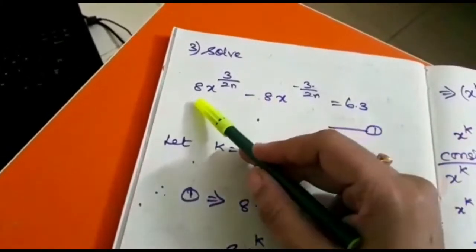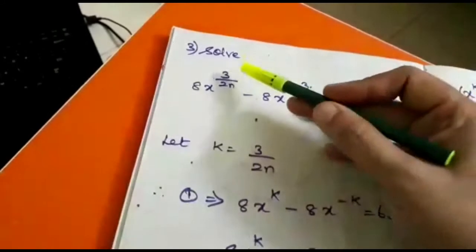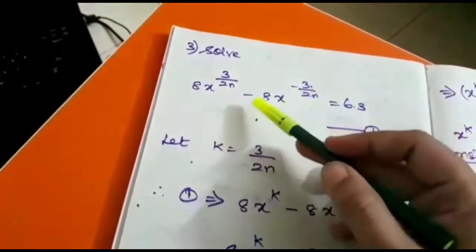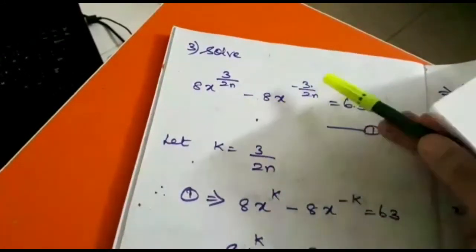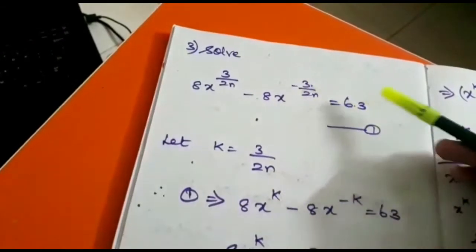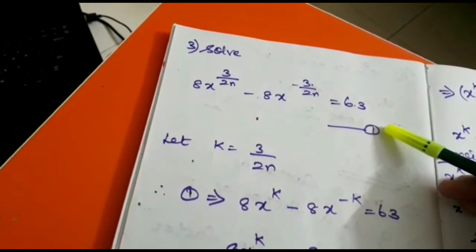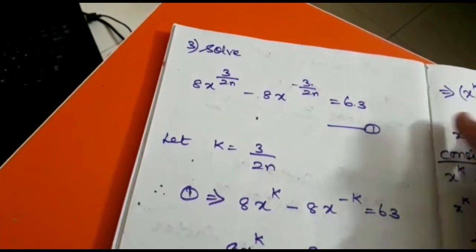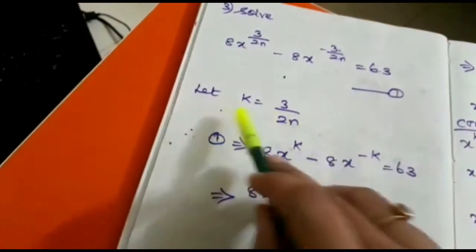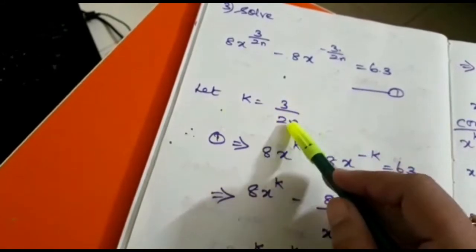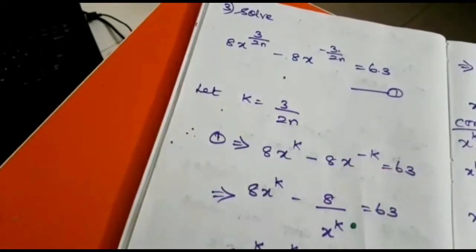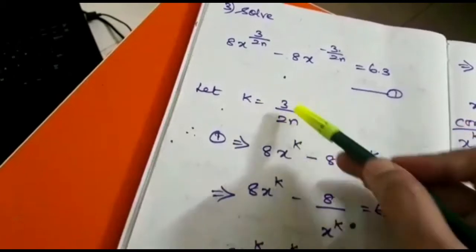Now the third question is 8x^(3/2n) minus 8x^(-3/2n) is equal to 63. I want to solve the equation. Solving means I want to find out the x value. Let k is equal to 3 by 2n. I am going to consider k is equal to 3 by 2n.